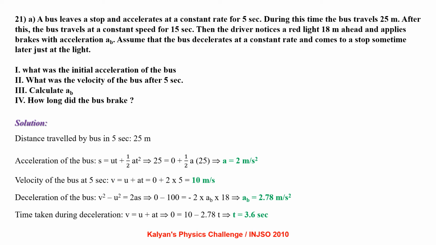Time taken by the bus during deceleration can be again found from the formula v equal to u plus at. Since finally the bus comes to rest, 0 equal to 10 minus 2.78 into t, from which we get t equal to 3.6 seconds.